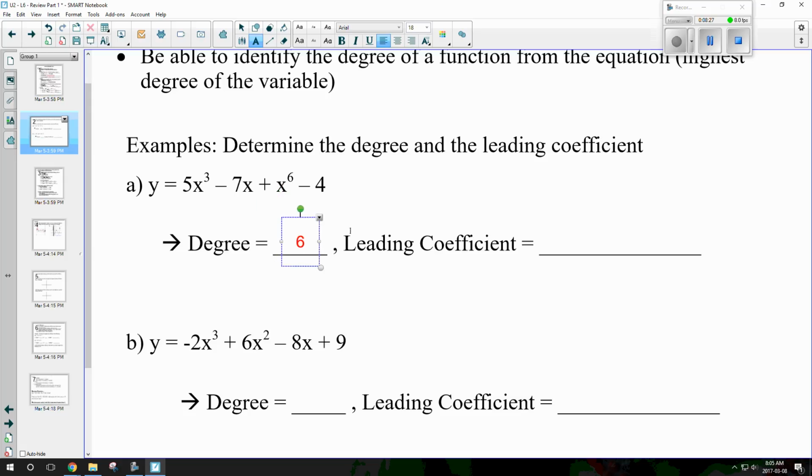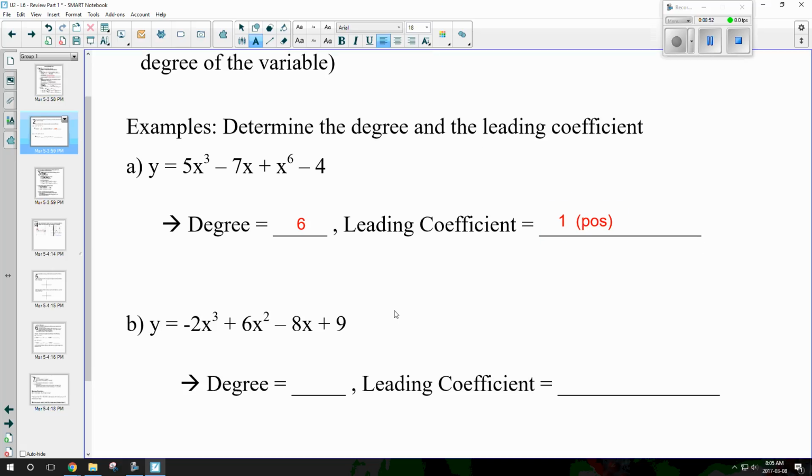And for the leading coefficient, it's just the number that's sitting in front of that variable. So whenever, remember, there's not actually a number sitting in front of the variable, there's actually a 1. So we know that our leading coefficient's a 1. So we know that our leading coefficient's positive. And remember, the real key thing about leading coefficients is whether they're positive or negative, not what the number actually is for us right now.